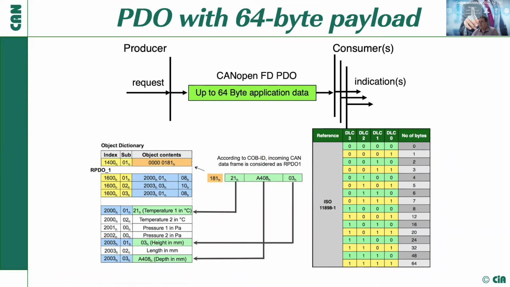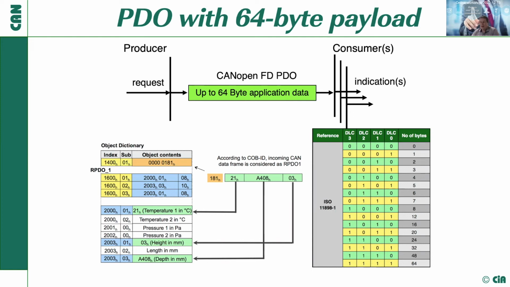The only thing that we have to mention here is we have a further rule with regard to the smallest unit that we can map to a PDO. In classic CANopen, that had been 1 bit. In CANopen FD, this is 1 byte.